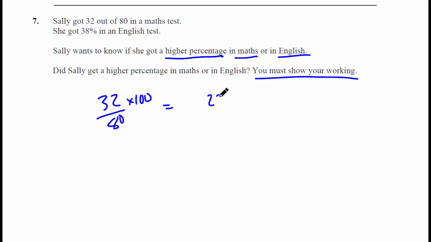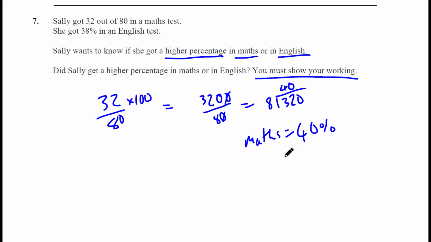So that's going to be 32,000 divided by 80. Now we can cancel the zeros. Now how many 8's go into 320? But I know that answer is going to be 40. So maths is 40%. So to communicate, Sally scored higher in maths.